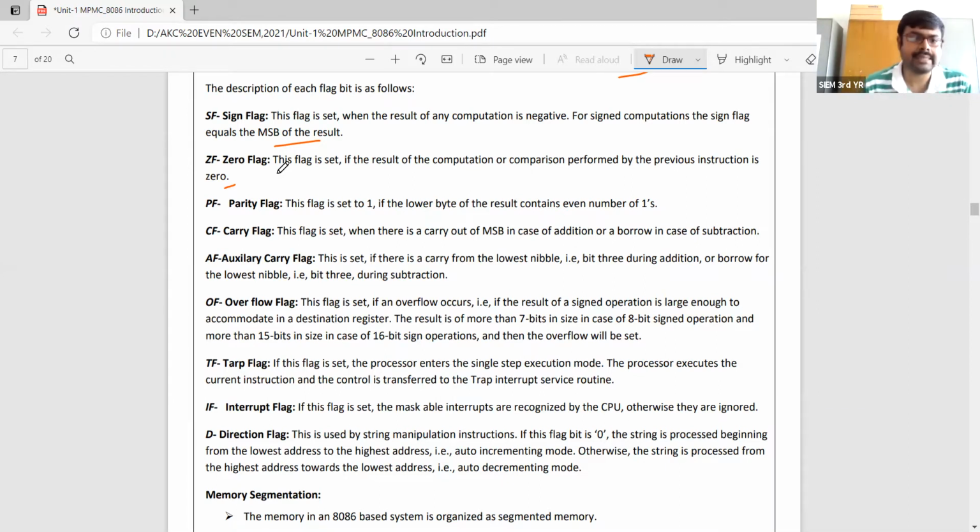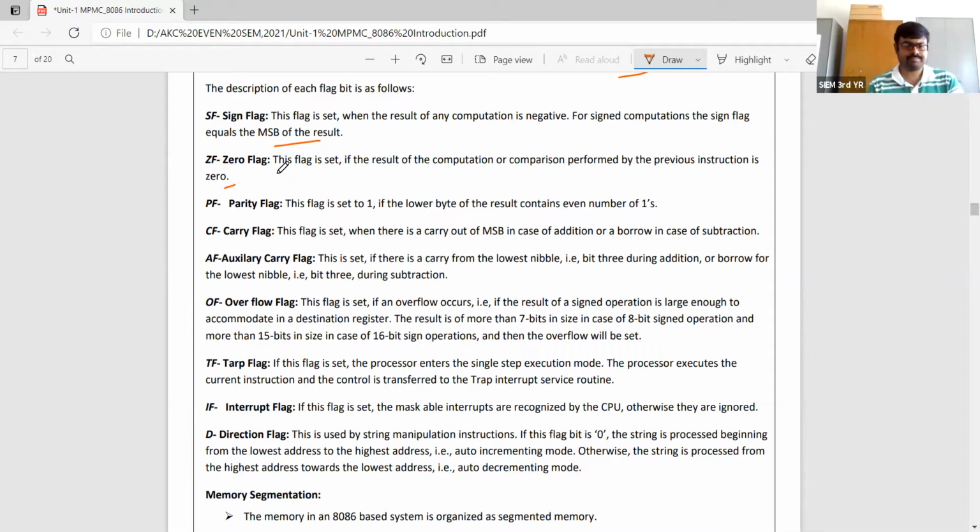Next one, OF, that is the overflow flag. This flag is set if an overflow occurs, that is, the result of a signed operation is too large to accommodate in the destination register. If the result is more than 7 bits in size in case of an 8-bit signed operation, and more than 15 bits in case of a 16-bit operation, then the overflow will be set. Those are the different tasks that we are mentioning.